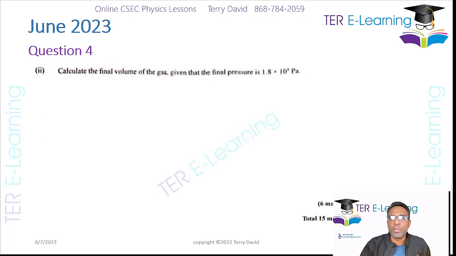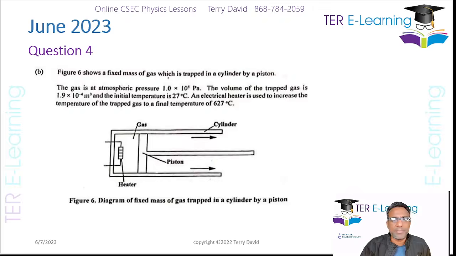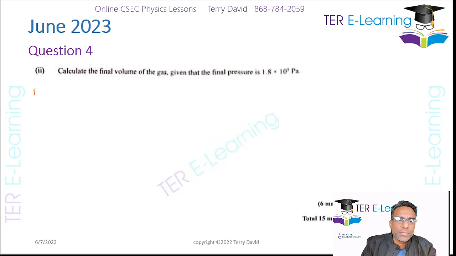Calculate the final volume of the gas, given that the final pressure is that. So let's go back to the question here. What's happening here? Everything is changing. We know pressure, volume, and temperature. All right, so this one we're going to use the combined gas law, right? So P1 V1 over T1 is equal to P2 V2 over T2, right?